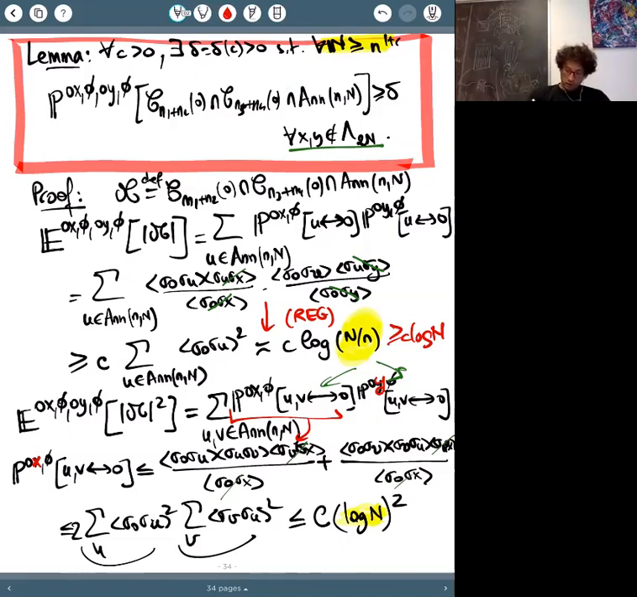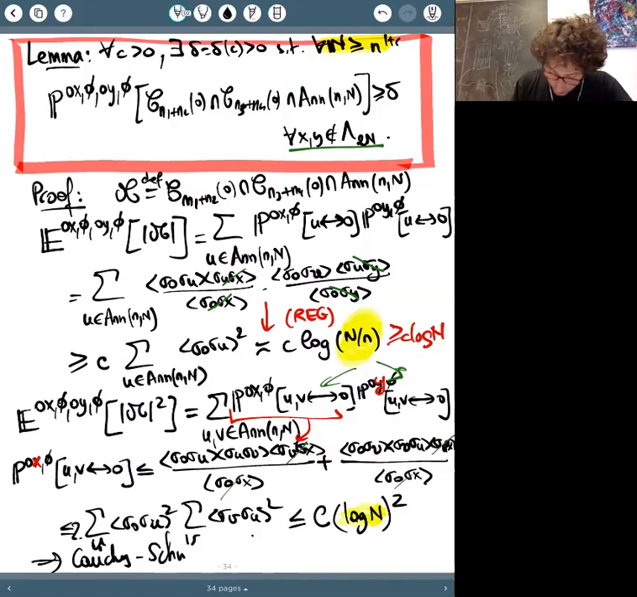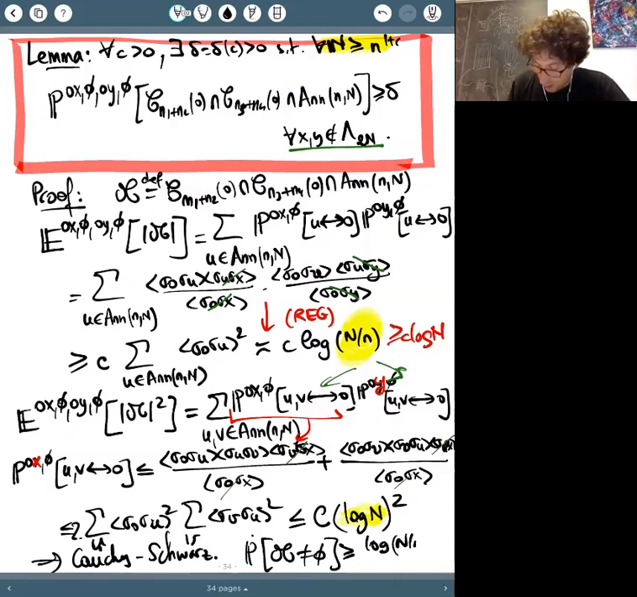So here we are able to just use Cauchy-Schwarz to tell us that the probability of m non-zero is larger than this, log capital N over n squared, divided by log capital N squared, so it's larger than a constant. Okay? So this is really the reason why you work with these annuli.